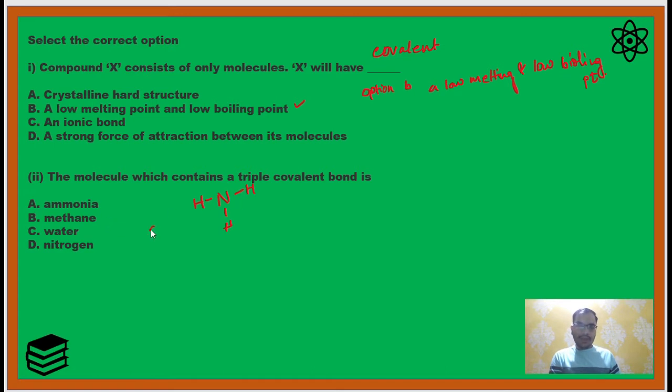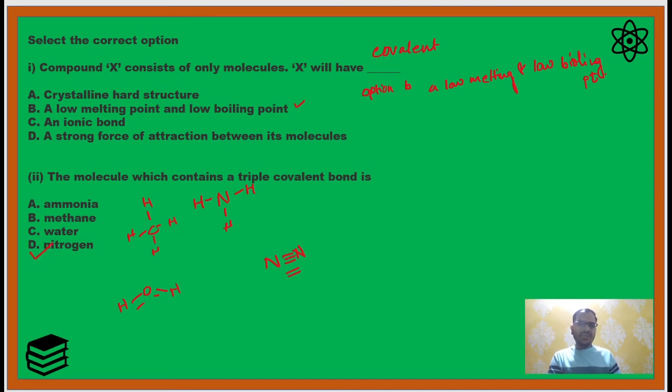Okay, what is the structure of methane? Here also you can see there are four single covalent bonds. What is the structure of water? Here are two single covalent bonds, and the last one is nitrogen. This is the structure of the nitrogen molecule. Here you can see the molecule consists of triple bonds. So the option is D, the correct option.